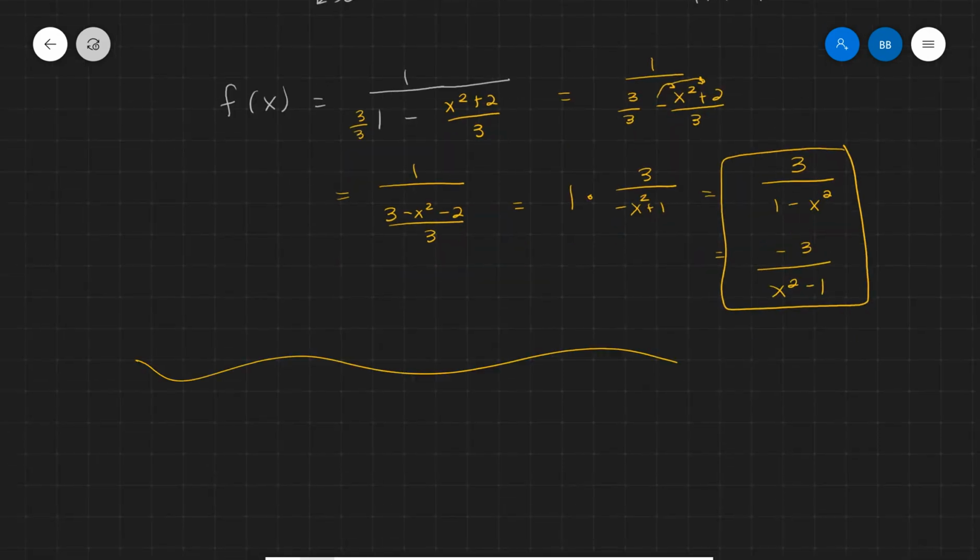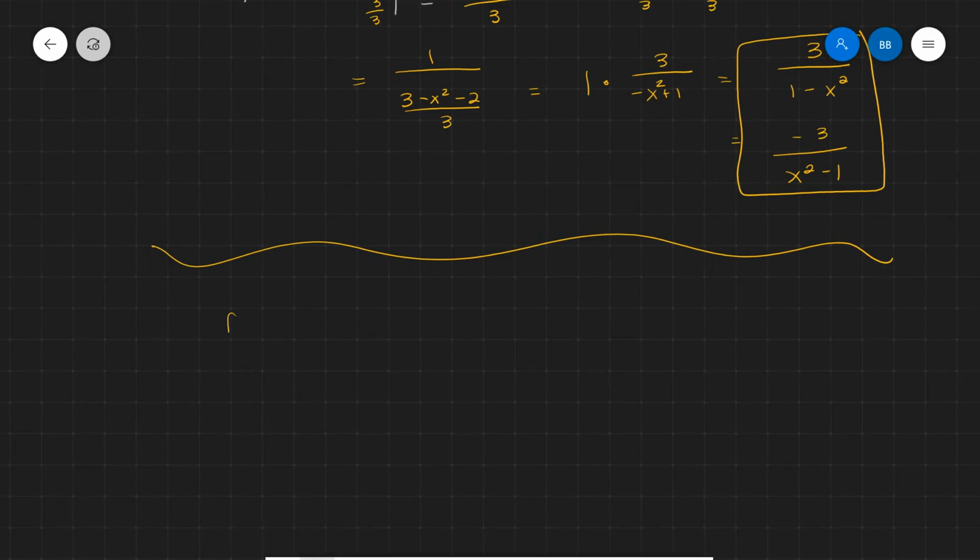And so in summary, we ended up with a function f of x is equal to 3 over 1 minus x squared with an interval of convergence of negative 1 to 1.